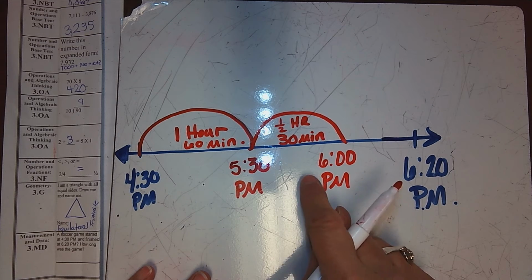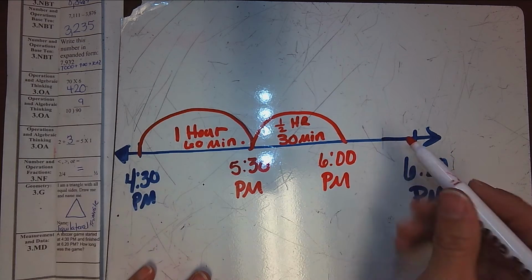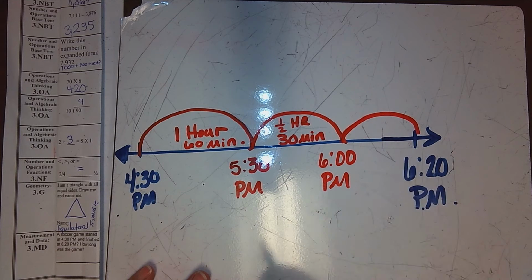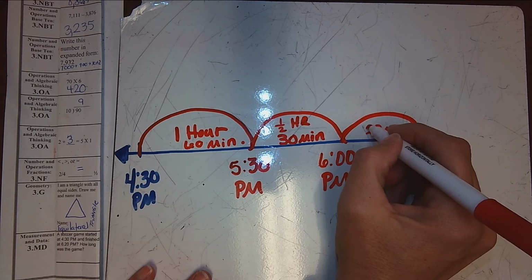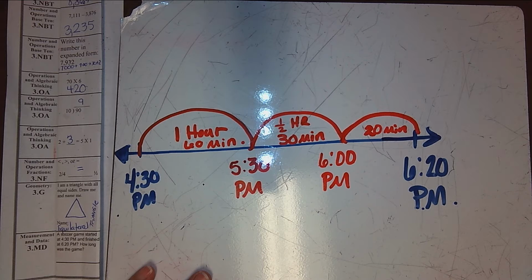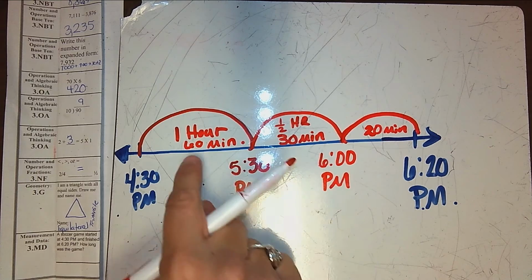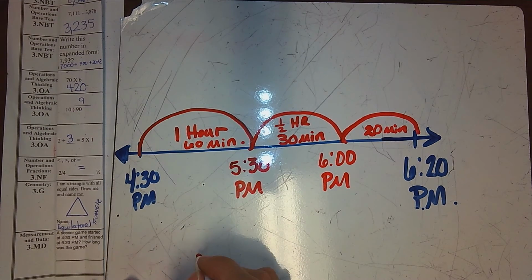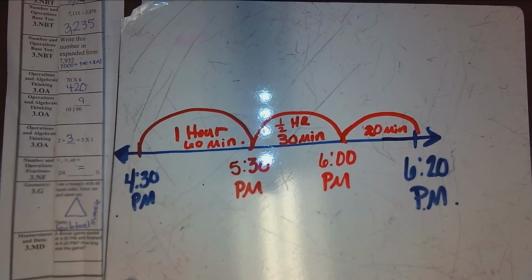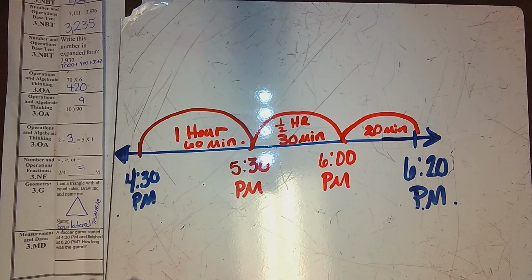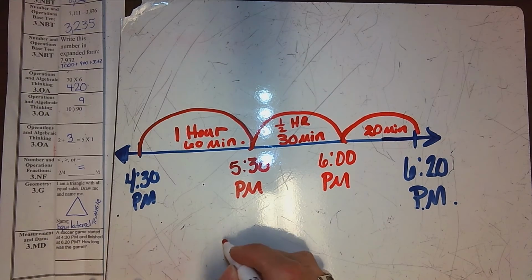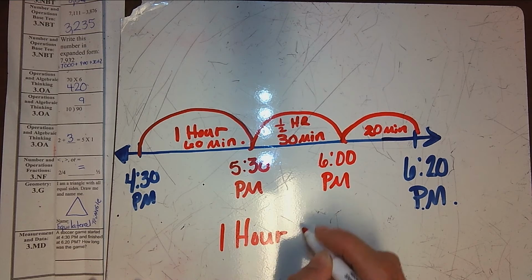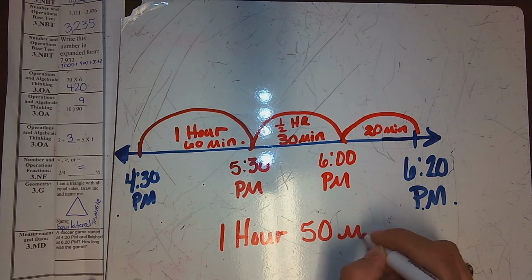All right, so I can easily see that I could do one big 20-minute jump, so let's do that. That's 20 minutes. Okay. And then to get a total time, add your minutes. I've got 60 minutes plus 30 minutes. You know 60 minutes is an hour. You know 30 plus 20 minutes would be 50 minutes. That's not quite an hour. So this soccer game lasted 1 hour and 50 minutes.